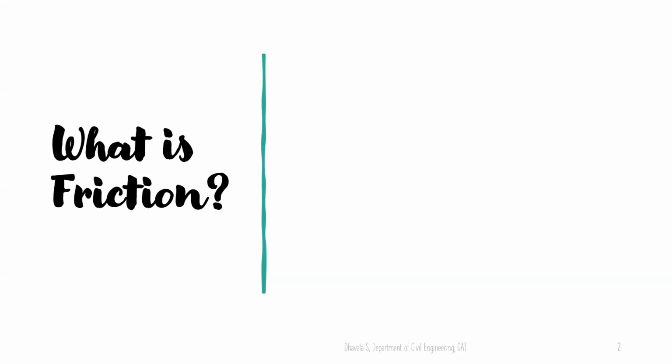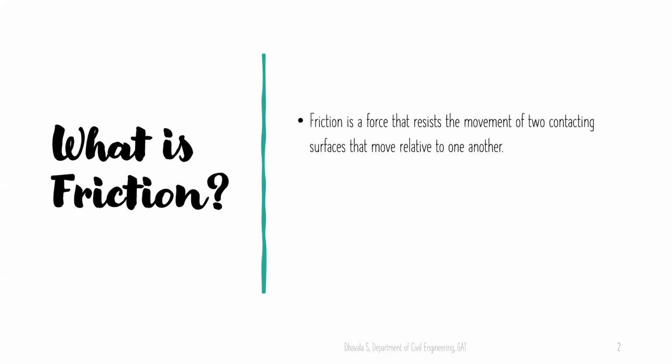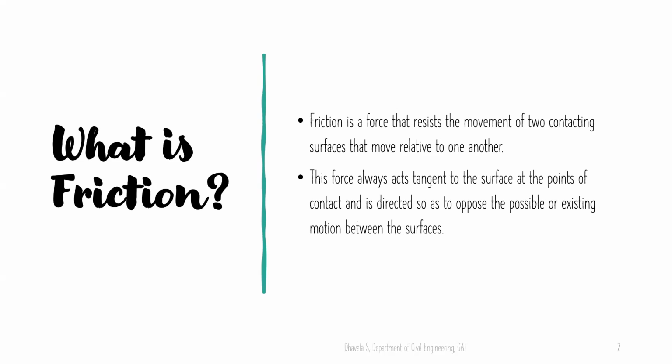Before going ahead with problems, let us revise the definition of friction. Friction can be defined as a force that resists the movement of two contacting surfaces that move relative to one another. Also, this force always acts tangent to the surface at the points of contact and is directed so as to oppose the possible or existing motion between the surfaces.